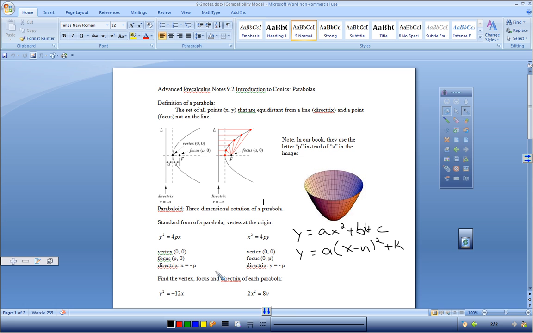Now I think the best way to find, let's see, the sample problems. The best way to find the focus and the directrix is not so much plugging into the equations and these formulas, but rather to draw a picture of it. So let's do a couple problems. All right.